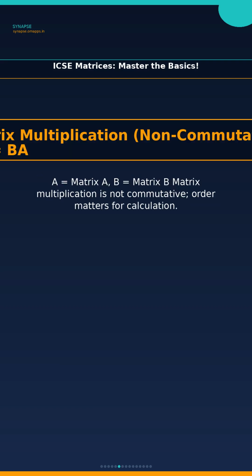Here's a critical formula you need to remember, AB is not equal to BA. This means matrix multiplication is not commutative. The order in which you multiply matrices matters. Keep this in mind for your exam, it's a common mistake.